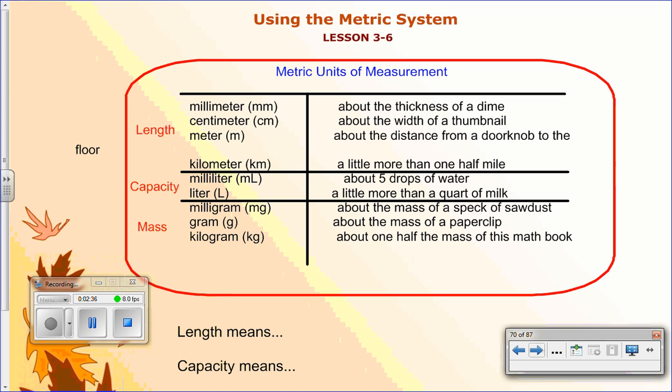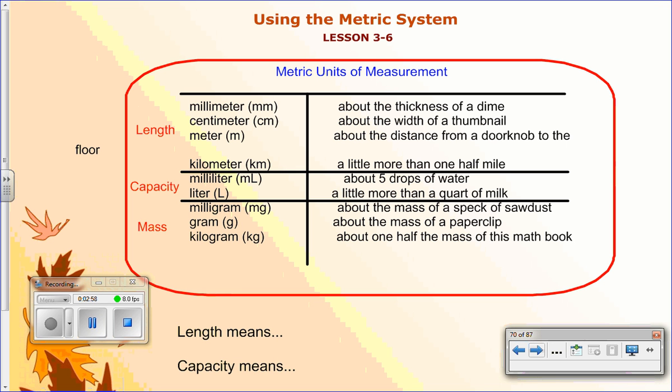So before we can really begin converting units, first we need to understand what they mean. All right? Now there are 3 basic standards or groups that we have. You can measure something by length, capacity, or mass. When we're talking about the length, we're talking about how long something is. And in that, we have 4 different ones you could use.